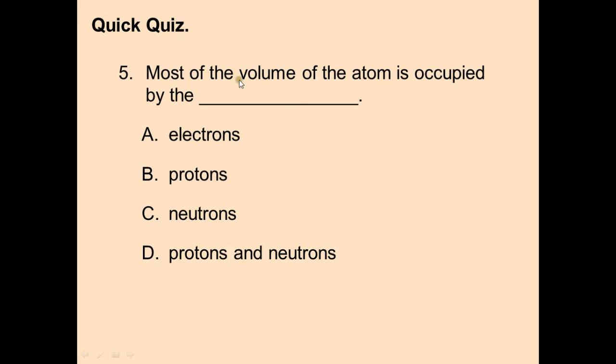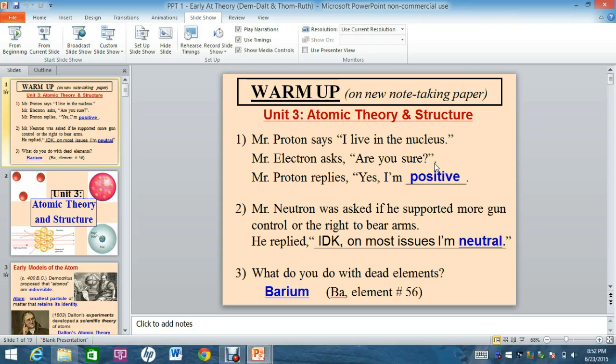And the last question: most of the volume of the atom is occupied by electrons, protons, neutrons, or protons and neutrons. If you remember the stadium, the blue dot was the nucleus, which is where the protons and neutrons are, and the edge of the stadium is where the electrons were. The nucleus barely takes up any spot, so electrons are the ones that take up all the space. So the answer is A, electrons, because the electrons orbit around the nucleus, and they're pretty much the things that take up the most space in an atom.